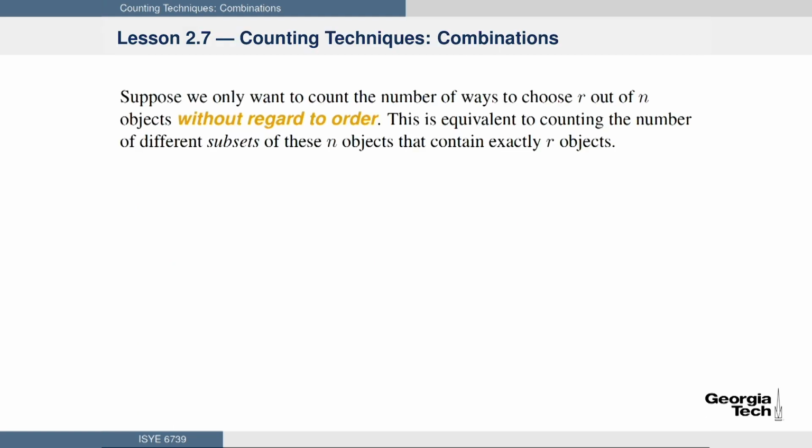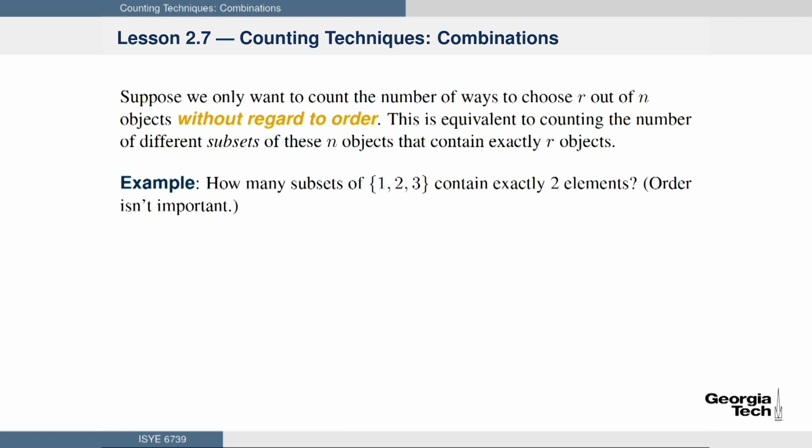So here, we're going to suppose that we only want to count the number of ways to choose R out of n objects without regard to order. When we looked at permutations in the last lesson, we cared about order. Here we don't, and this makes a difference. This is equivalent to counting the number of different subsets of the n objects that contain exactly R objects, and you'll see when we do some examples.